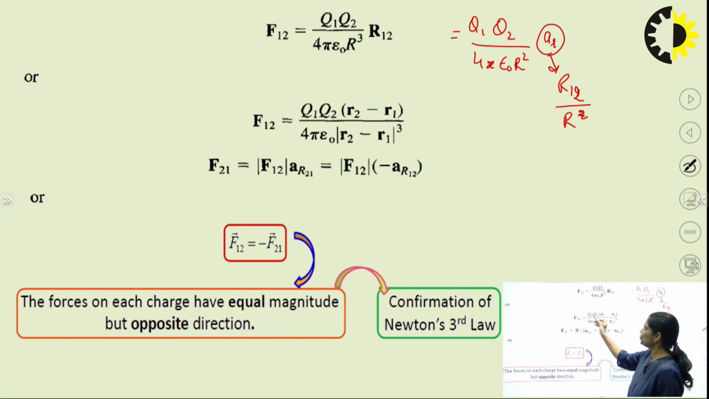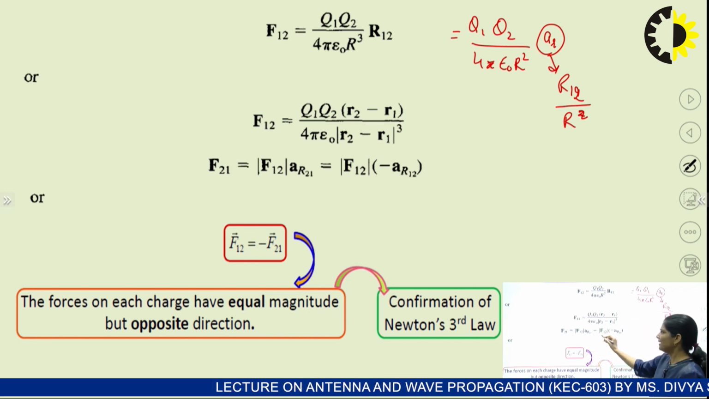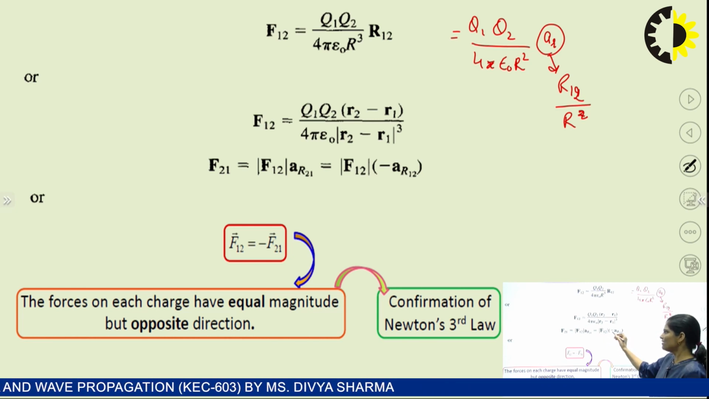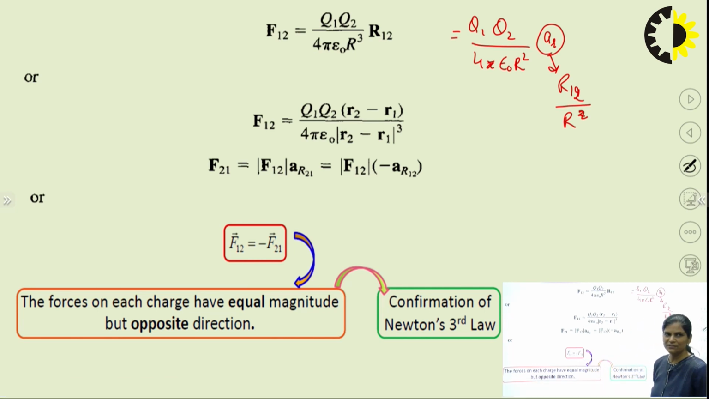Now in F12, put the value of R12 as already discussed in the previous slide, that is R2 minus R1. Here R is the magnitude of R2 minus R1, cubed. So put all these values, and F21 is equal to the magnitude of F12 times the unit vector of R in the direction of 21, which is also equal to the magnitude of F12 times minus the unit vector R12. Now F12 is equal to minus F21. So the forces on each charge have equal magnitude but opposite direction. This is the confirmation of Newton's third law.